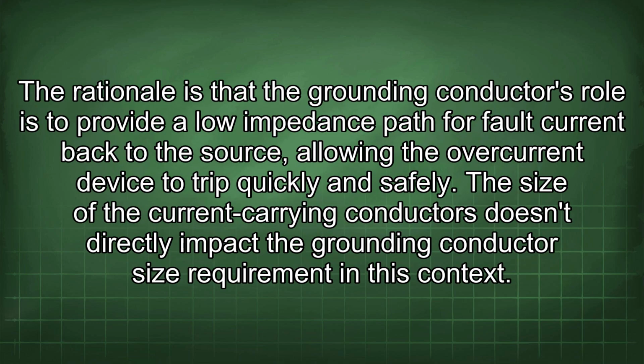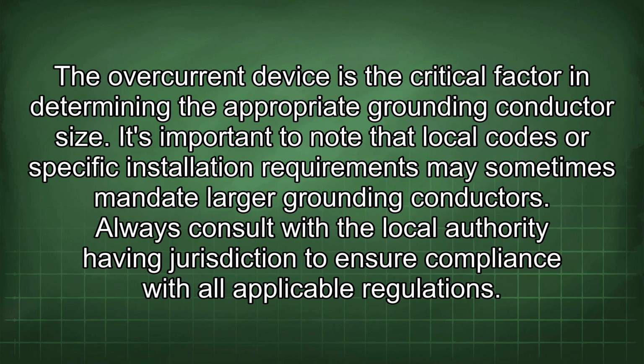20 amp. The rationale is that the grounding conductor's role is to provide a low impedance path for fault current back to the source, allowing the overcurrent device to trip quickly and safely. The size of the current carrying conductors doesn't directly impact the grounding conductor size requirement in this context. The overcurrent device is the critical factor in determining the appropriate grounding conductor size. It's important to note that local codes or specific installation requirements may sometimes mandate larger grounding conductors. Always consult with the local authority having jurisdiction to ensure compliance with all applicable regulations.